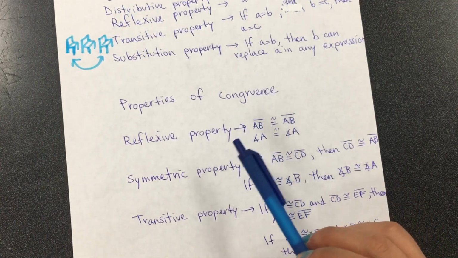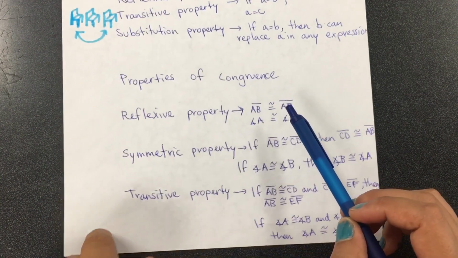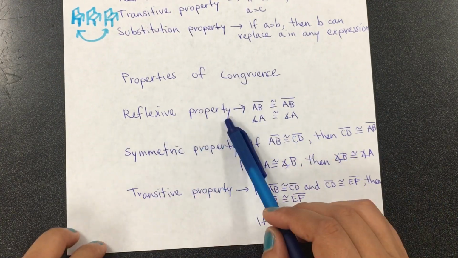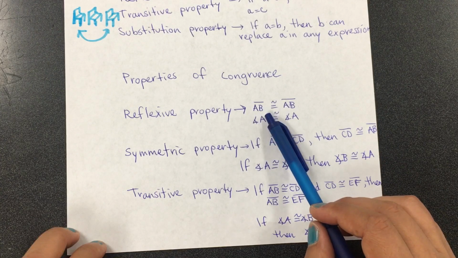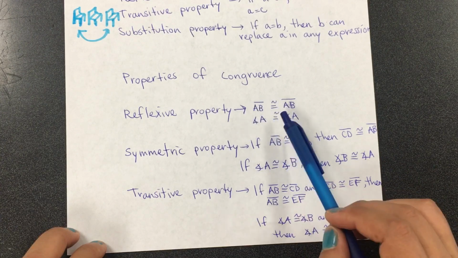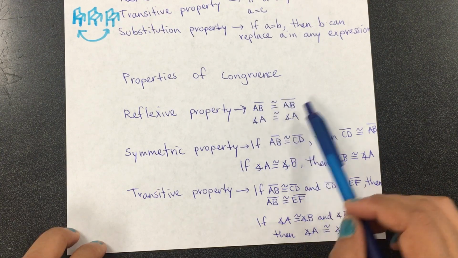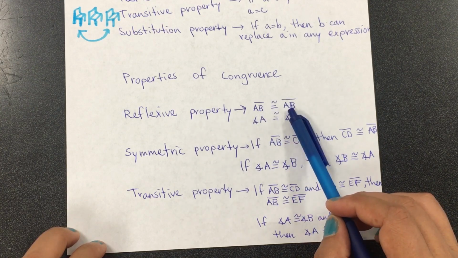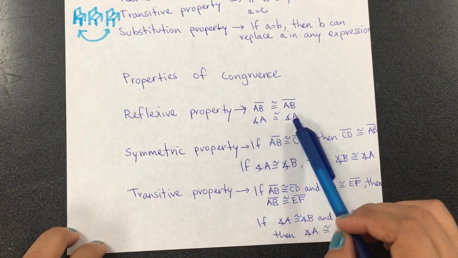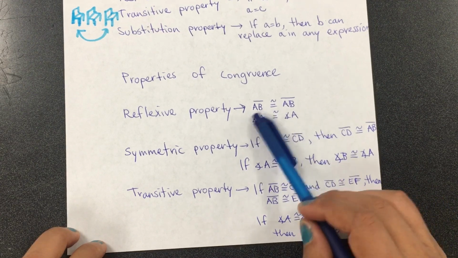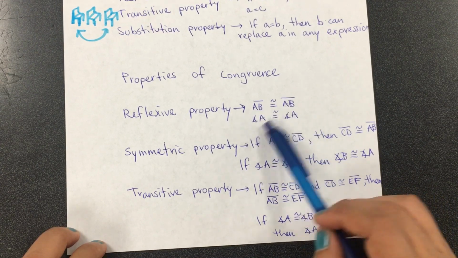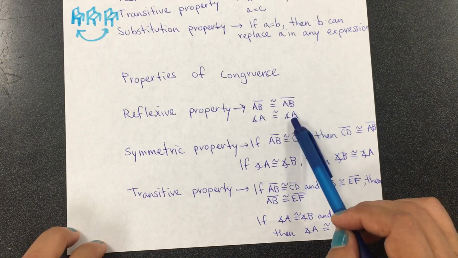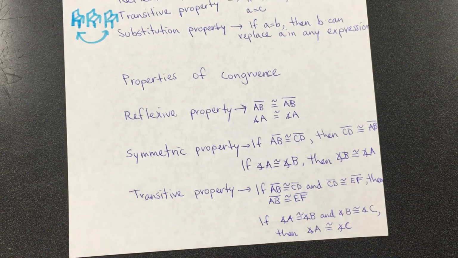These are properties of congruency similar to the ones on top, but these are congruent. And reflexive property says that AB, that's a line segment, is congruent to AB, meaning the line is congruent to itself. Angle A is congruent to angle A, again. And sometimes this is used in two different triangles, but it's referring to the same angle, okay?